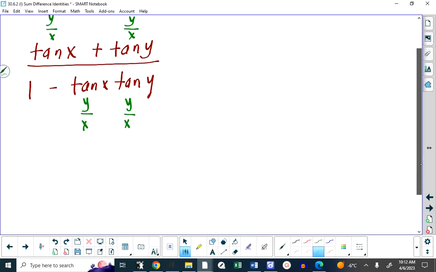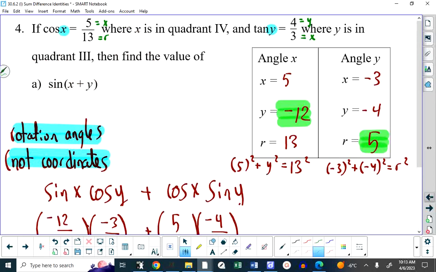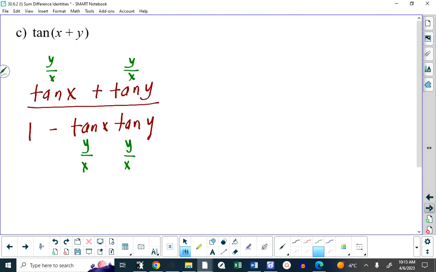So, y over x for angle x is negative 12 over 5. I'm going to work left to right here. I don't normally like to do that, but negative 12 over 5 plus tan of y, well, that was 4/3. We were actually given that. If you want to write negative 4 over negative 3, you can, but it's 4 over 3. I just sense a little hesitation in some of you right now. Is this correct so far?